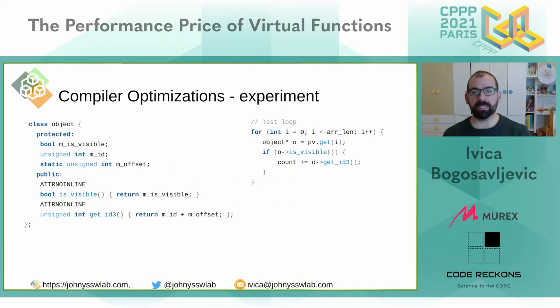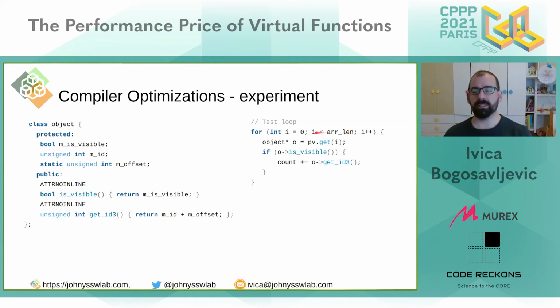So we did one experiment to see what's going on with compiler optimization, with inlining and so on. How does it look? We have a class object which has these members: isVisible, an ID, and a static member called offset. Now we have two methods. One is isVisible, and the second one is called getID3. I don't know why ID3, but getID3 returns mID plus mOffset. So this is the class, and this is our testing loop.